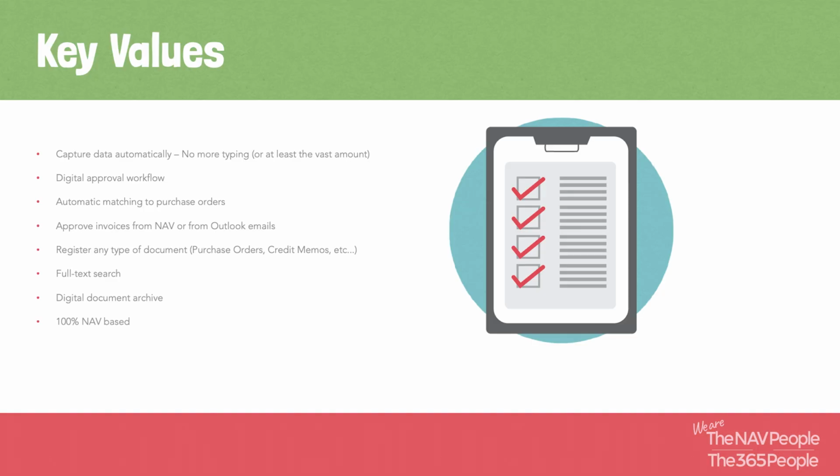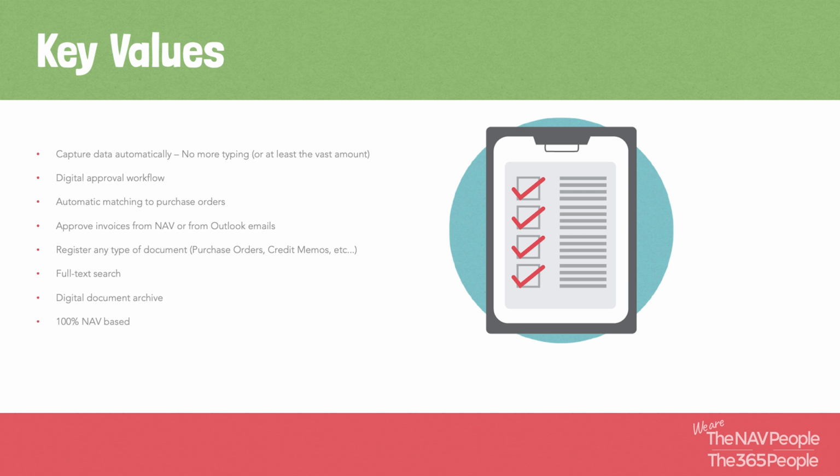The key values of document capture are basically no more typing, or at least the vast amount. This is never going to be 100% because we always get some invoices from vendors with handwriting or things like that, and that's not going to be possible to be recognized. There is always a manual check for those invoices. But apart from that, if the template job is done properly, 90%, 99% of the invoices can go straight in. We also have a digital approval workflow that helps to avoid the old-fashioned way of stamps on each document and approving on every single layer of your workflow matrix approval.